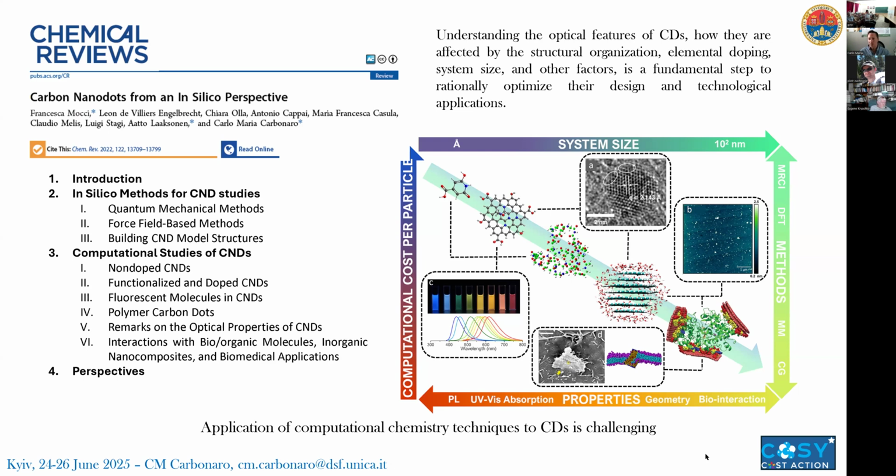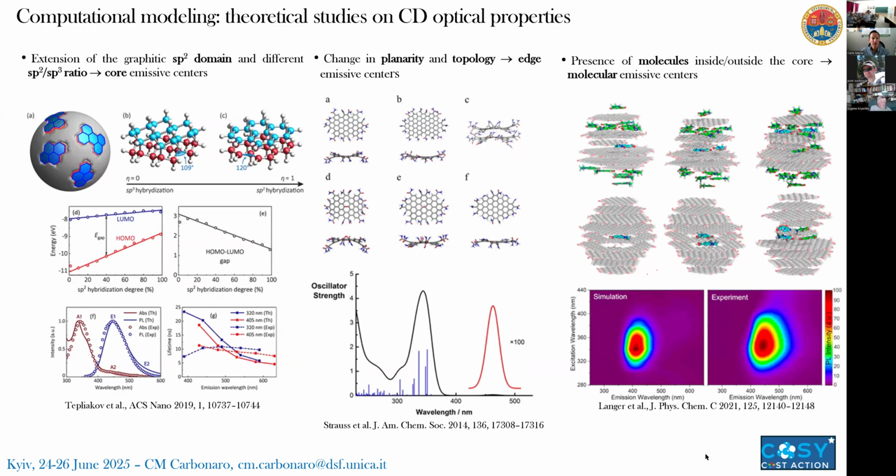So we can also in this case consider the optical features of carbon dots, how they are affected by the structural organization, by the presence of some elemental doping, by the size and other factors which are fundamental to rationalize in order to get a design and technological application of the system. Here you see some very nice applications you can find in the literature in order to understand the optical features of carbon dots, where you see that we have to consider in your system, for example, the contribution of sp2 and sp3 carbon in the carbon network. You also have to consider the planarity and the topology because of the presence of edge emissive centers, which changes the optical properties of your system.